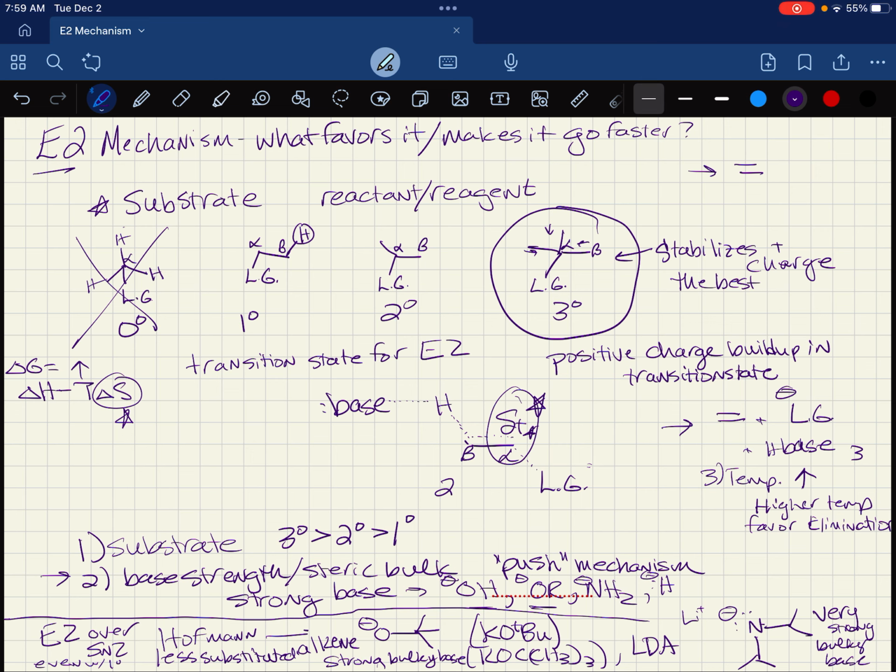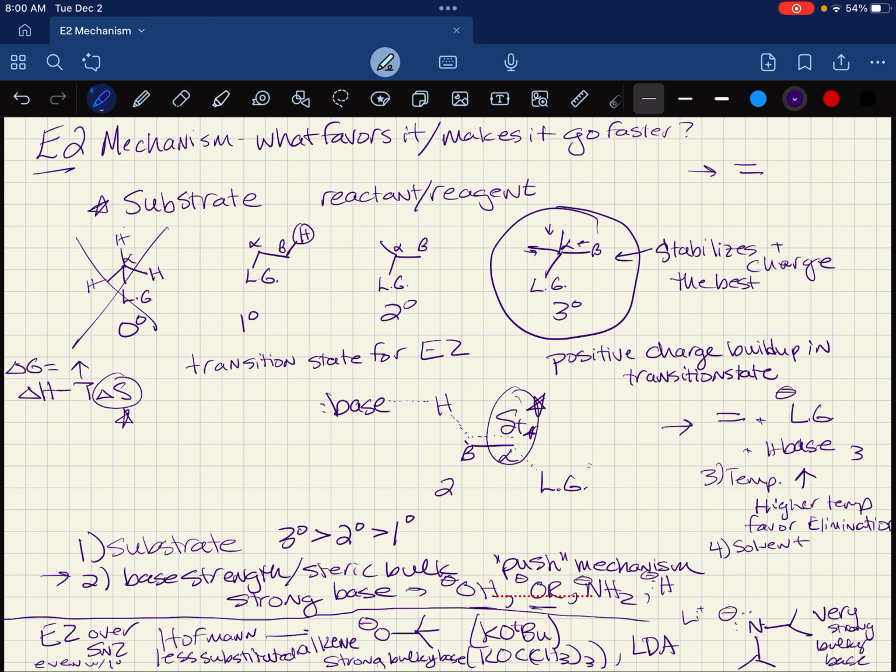But if you were trying to do this in a synthesis, you would be trying to push it the direction you want it to go, because you don't want to get a lot of a product that is not the product you're interested in. So in real life, you would probably end up heating the elimination to try to really encourage elimination over substitution, unless you wanted substitution, and then you would choose a lower or more moderate temperature. The last thing is solvent.